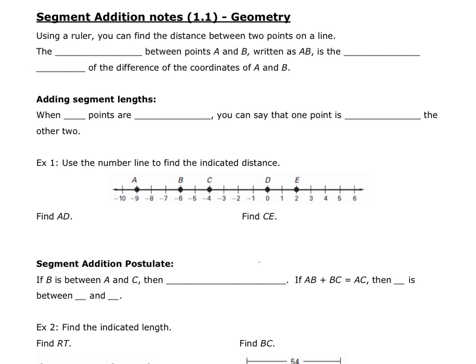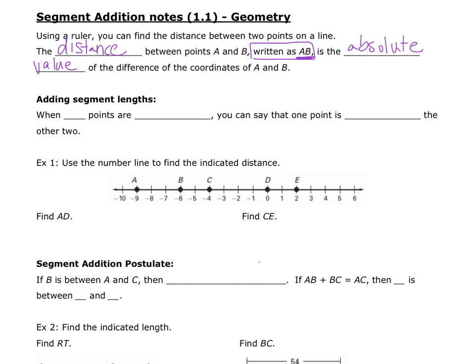In the second set of notes for Module 1A, we have segment addition. If we use a ruler, you can find the distance between 2 points on a line. The distance between points A and B, written as AB, and notice there's no symbol above it, so keep that in mind, is the absolute value of the difference of the coordinates of A and B. So it's the distance from A to B.